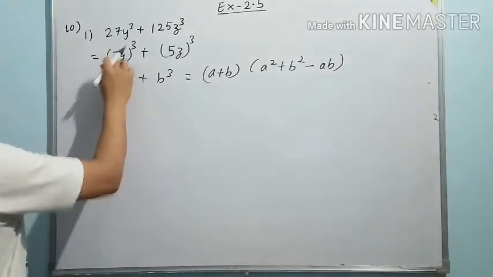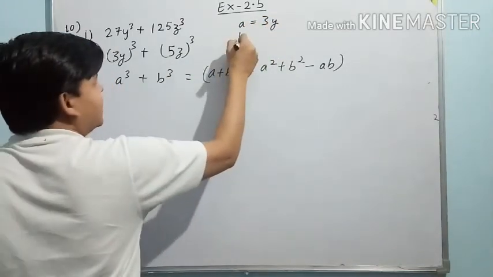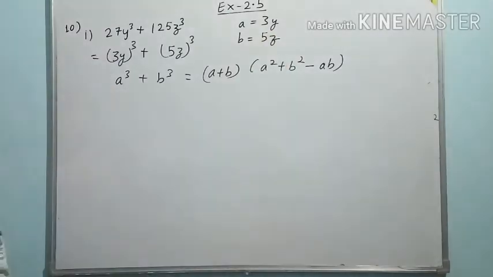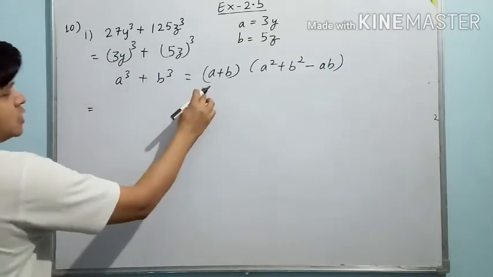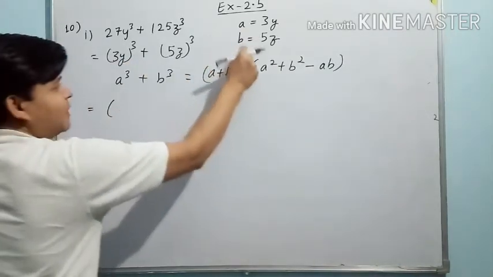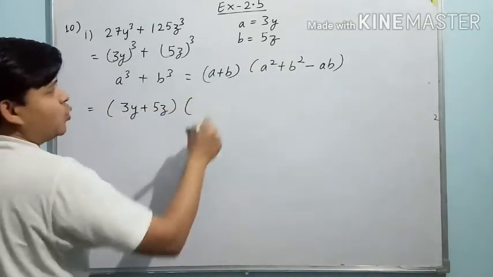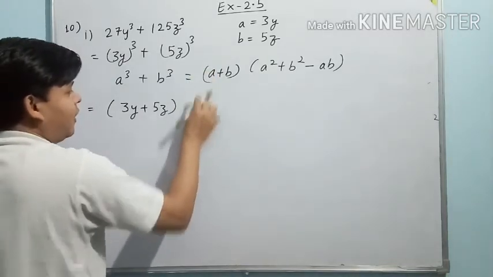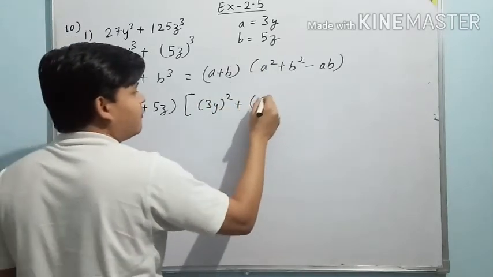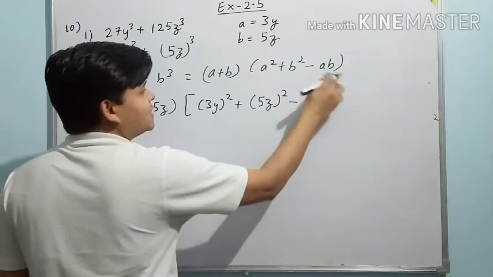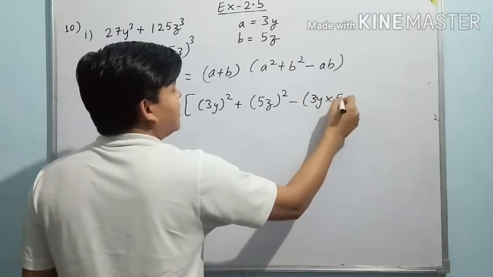So when you will compare this from here, you will get a is equals to 3y and b is 5z. So now let's put the value that a cube plus b cube is equals to a plus b. That means in bracket we have a plus b. That means you will write 3y plus 5z, and in bracket a square. A square means square of 3y. Then b square, that means square of 5z, minus ab. So ab, that means a multiplied by b. That means 3y multiplied by 5z.